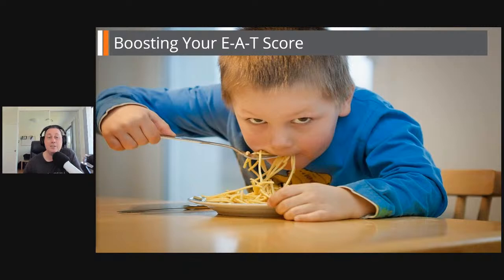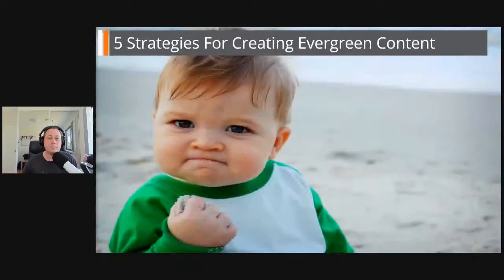So the stronger your EAT score is, theoretically, the higher your best articles are going to rank. And that's going to generate more traffic towards your website, boosting your EAT score even further. So it's a bit of a self-fulfilling loop if you can get this right. So here are my 5 strategies for creating some evergreen content.